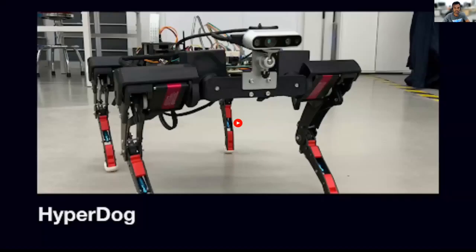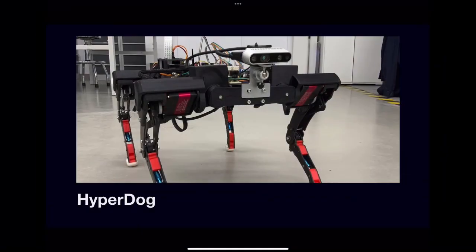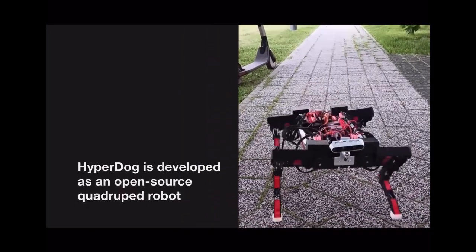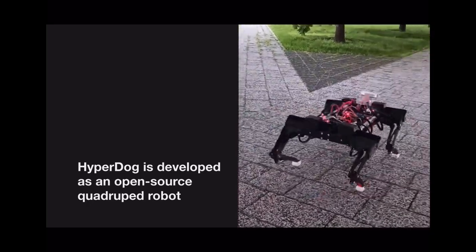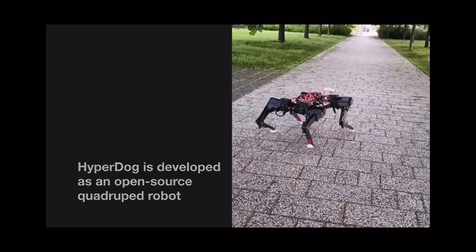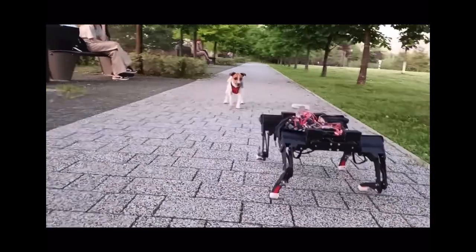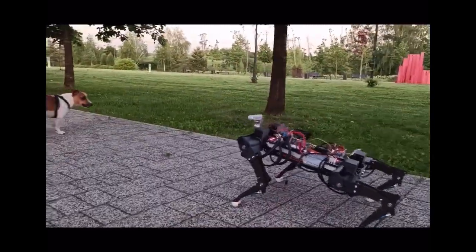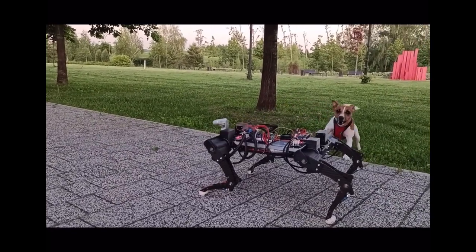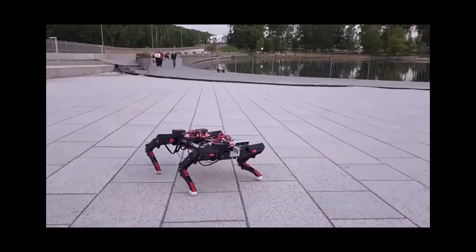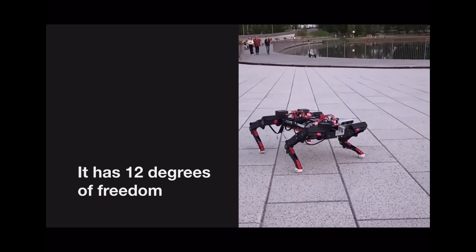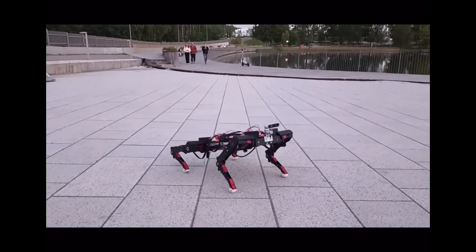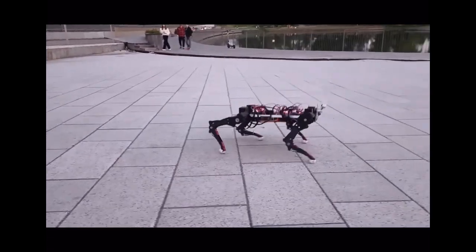Before further discussions, let me introduce the HyperDog open source quadruped robot. HyperDog is a fully open source quadruped, and all the source can be found on GitHub. It has 12 degrees of freedom, allowing it to change the roll, pitch, and yaw angles of the body and perform omnidirectional movements. Currently, the robot can walk with two different types of gaits, which are the trot and walk gait.